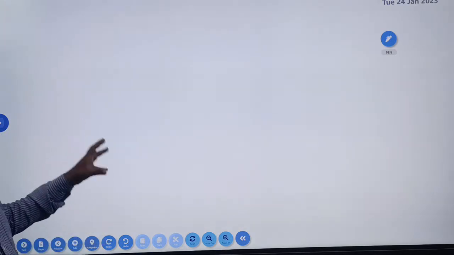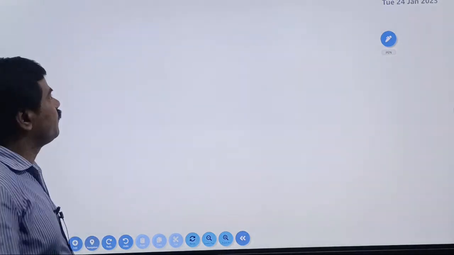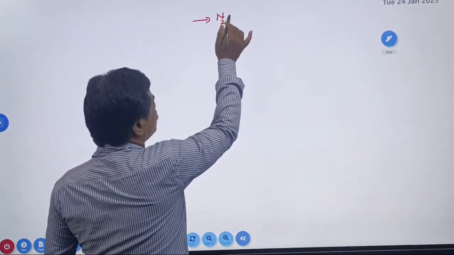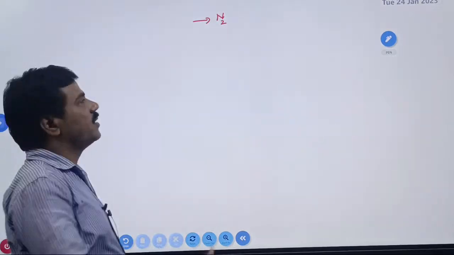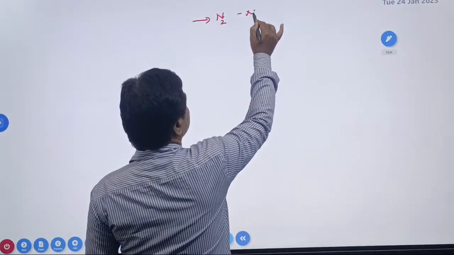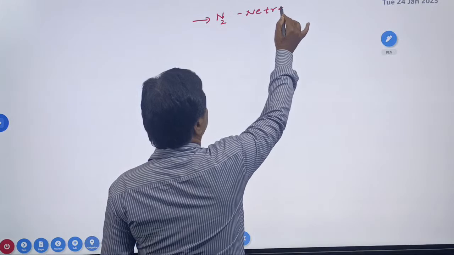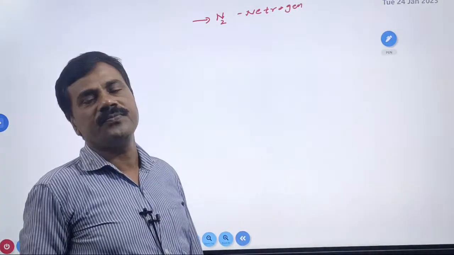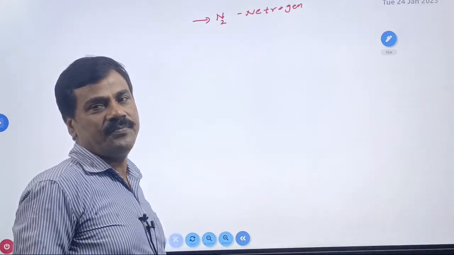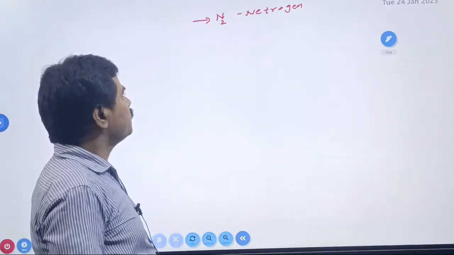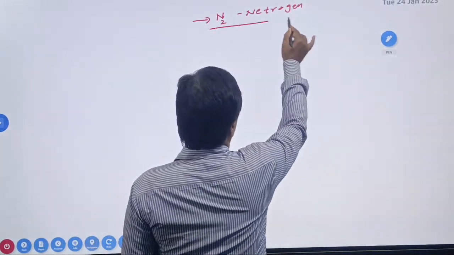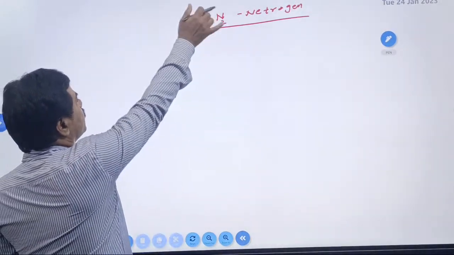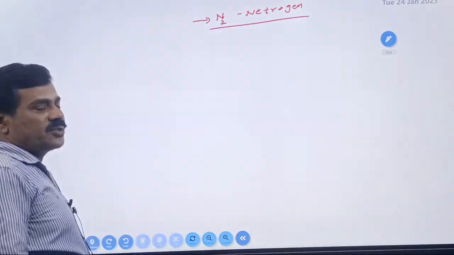If we want to get more productivity, you can compulsorily use nitrogen fertilizer. Nitrogen fertilizer is very, very important to get more productivity. These are unfit maturity soils.